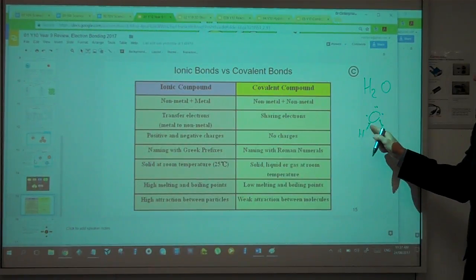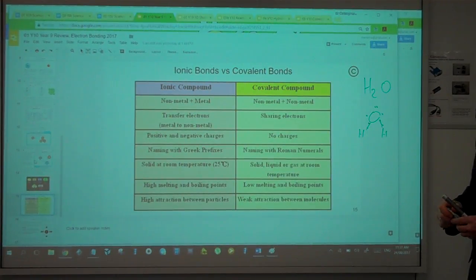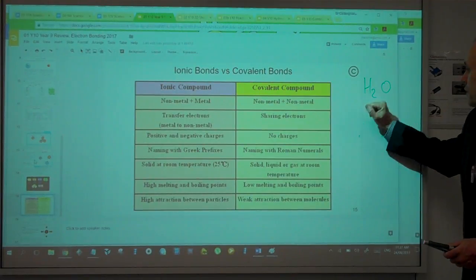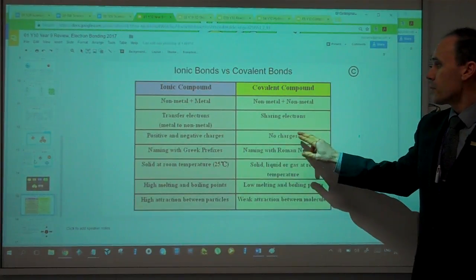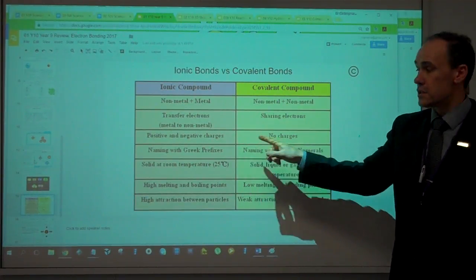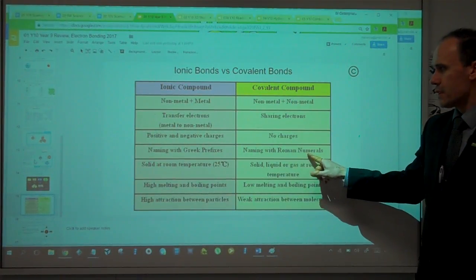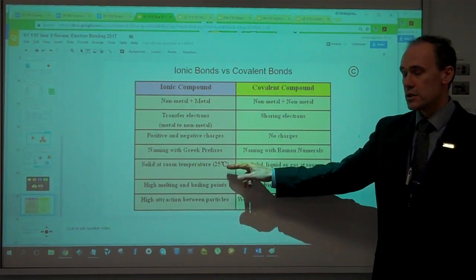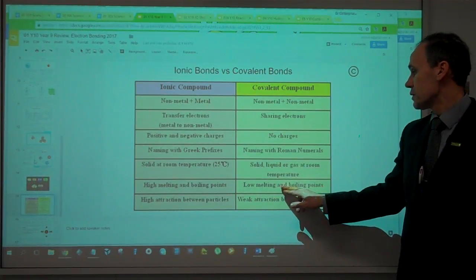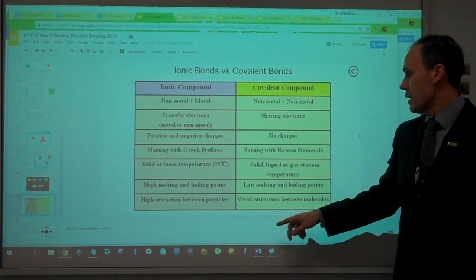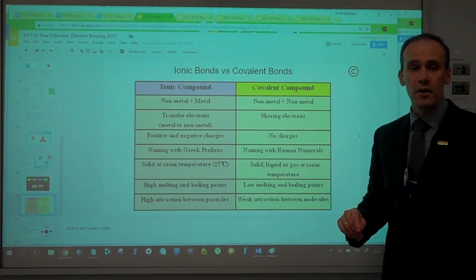Structural diagram showing a covalent bond between hydrogen and oxygen. Okay, and so yes, that is a non-metal bond. They share electrons. There's no electron transfer. There are no charges, so the overall water molecule will class as neutral, electrically neutral. Don't worry about naming. Covalent substances are solid, liquid and gas at room temperature, because they have low melting and boiling points and weak attraction, whereas ionic has high melting and boiling points. So you've got weak bonds effectively in covalent and strong bonds in ionic.